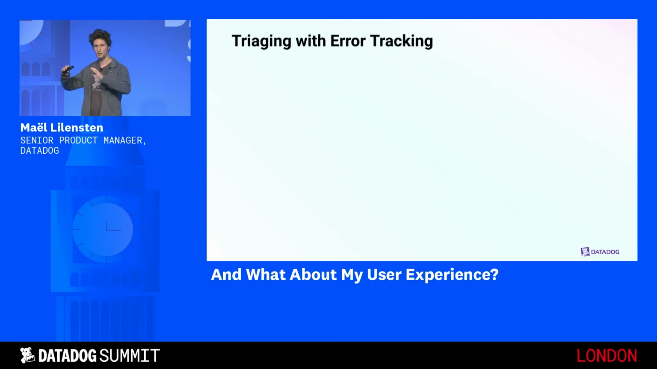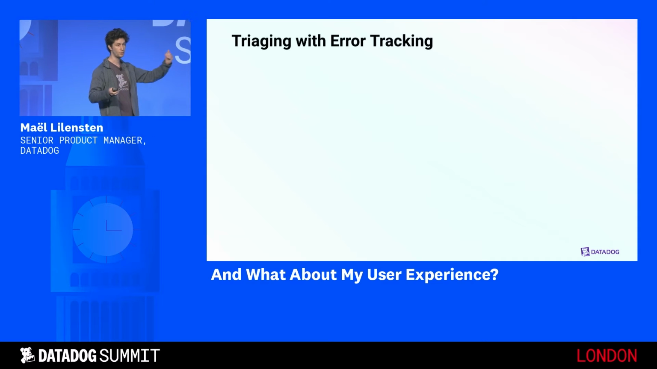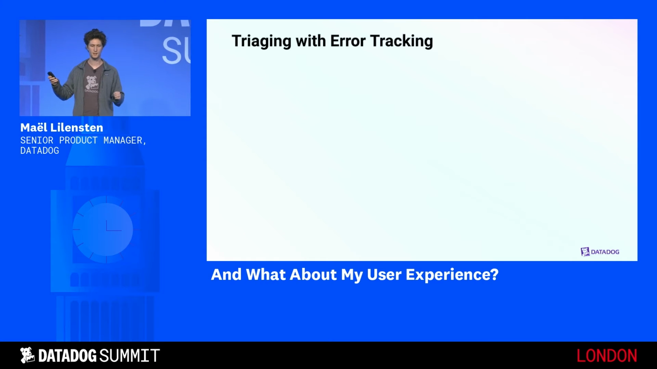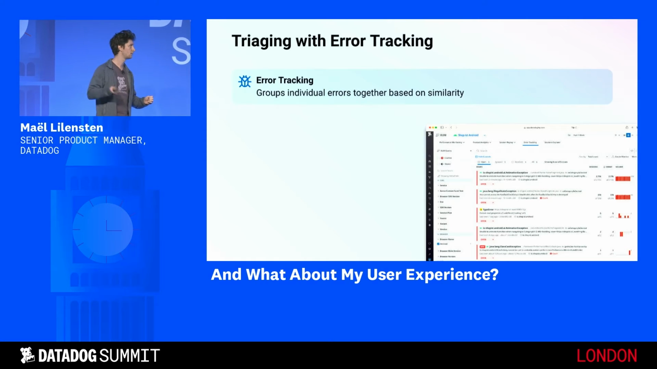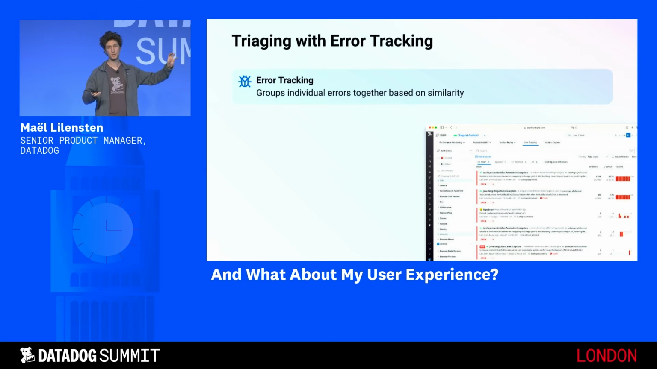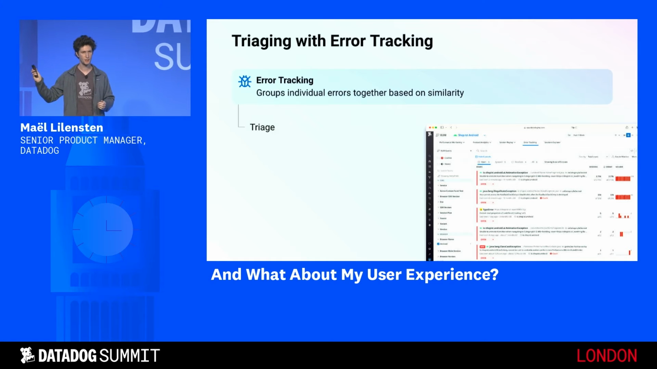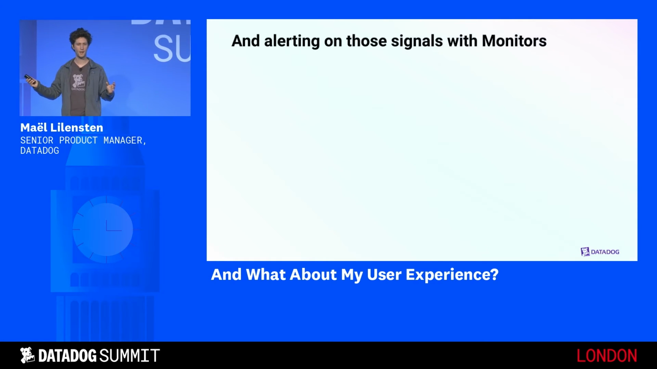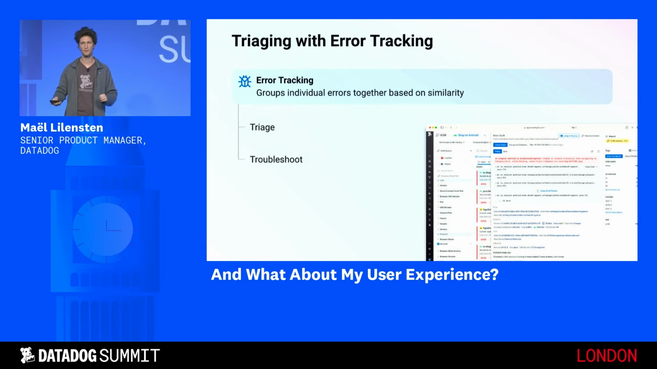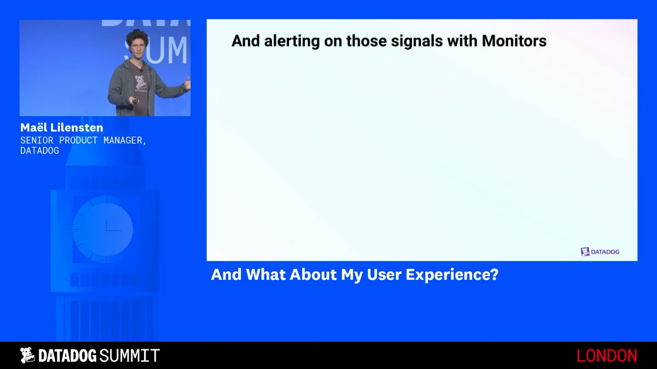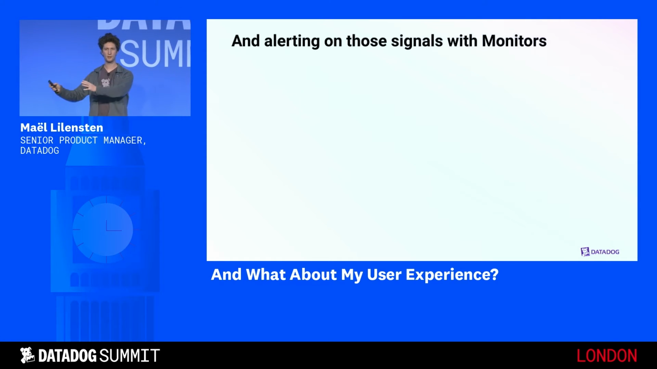And because errors are often the most critical telemetry that we're getting and the first one that we're looking at, we're also using our error tracking product to turn these individual events into a more complete story. If you're not familiar with error tracking on Datadog, basically it groups individual crashes and non-fatal errors together based on their similarity to help you triage and troubleshoot fewer higher-level issues instead of countless events that would be very hard to navigate. So when we talk about front-end observability, combining RUM and error tracking and setting up some monitors on top of this is usually a good place to start.